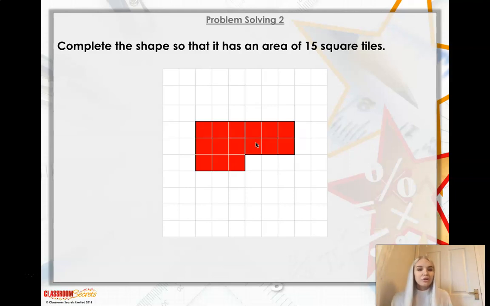Okay, so your shape may have looked something like this. It may have looked something completely different, but if I count my squares, 1, 2, 3, 4, 5, 6, 7, 8, 9, 10, 11, 12, 13, 14, 15, I can see that my shape has an area of 15 square tiles, so I have completed the task.